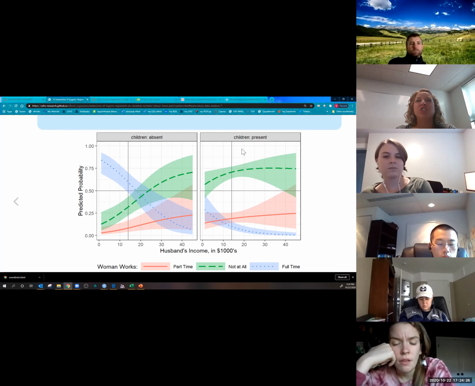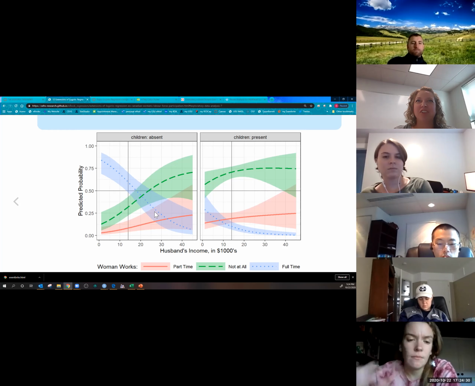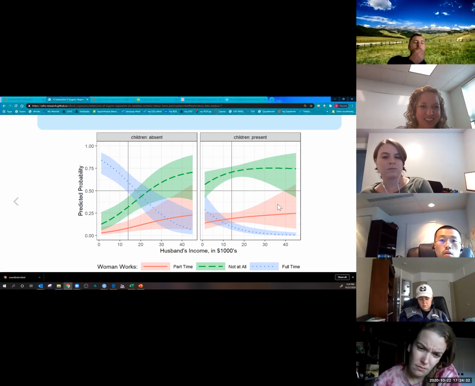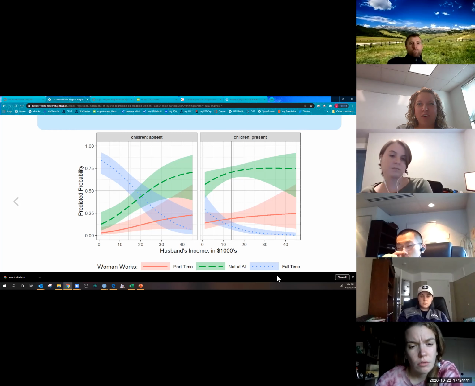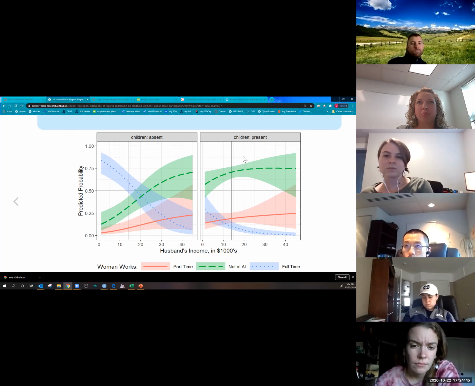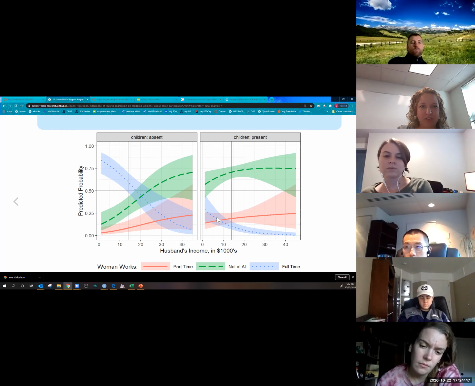Okay, let's look when children are present. Whoa, what's the biggest difference between these two panels? Which color? The blue and its intercept. Yeah, look at the blue line. What's the blue line standing for? Full-time work. When there are children present, what's the chance the wife's working full-time? Really, really low, no matter what dad's making.